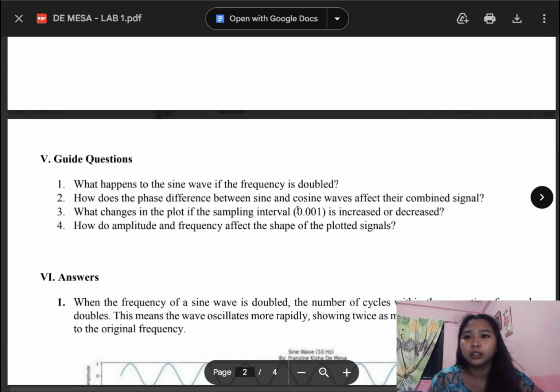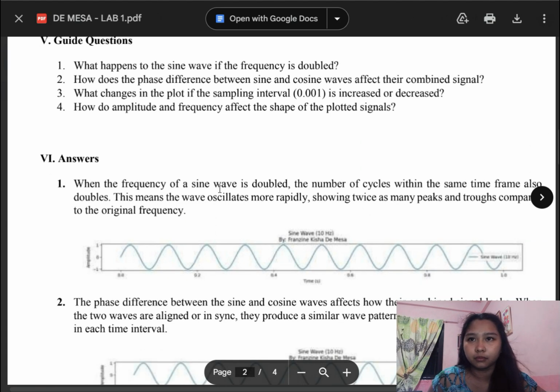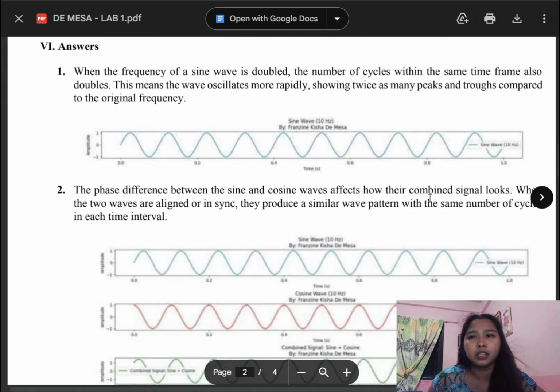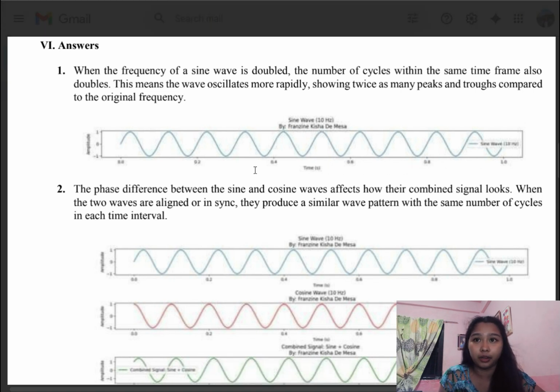Let's go back here and answer the guide questions. First one, what happens to the sine wave if the frequency is doubled? When the frequency of a sine wave is doubled, the number of cycles within the same time frame also doubles, which means the wave oscillates more rapidly, showing twice as many peaks and troughs compared to the original frequency. The graph here looks more compressed horizontally because more cycles fit in the same duration.